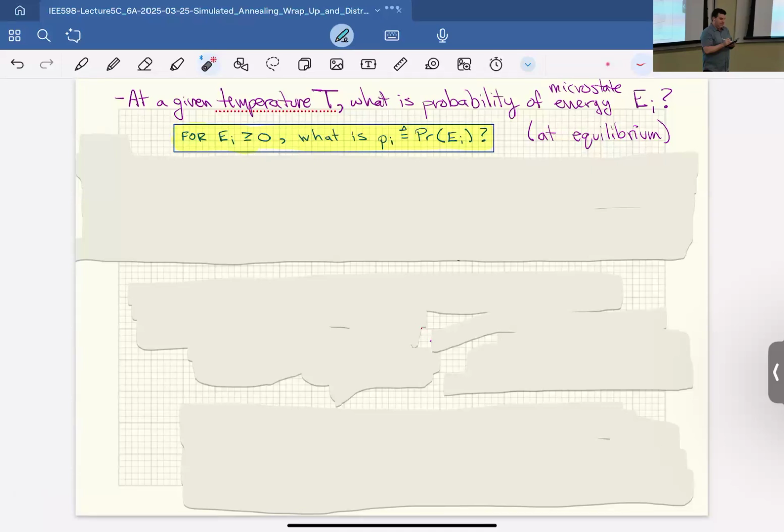Moving back toward our simulated annealing. We started talking about this last time. At a given temperature T, what's the probability of a given microstate energy Ei? We know that every microstate you can evaluate and ask how much energy is in it.